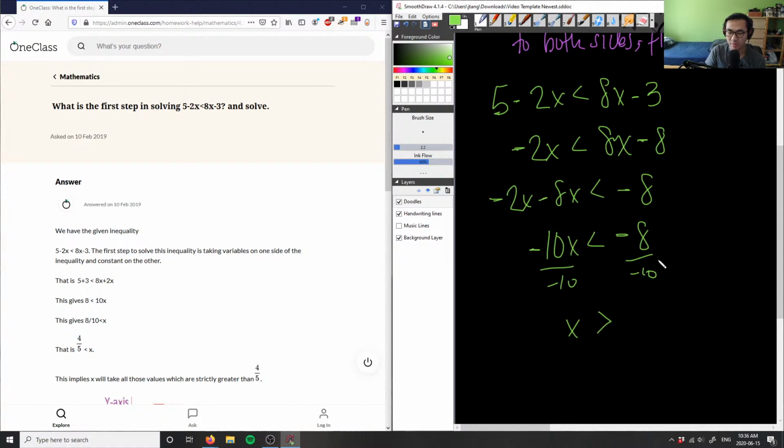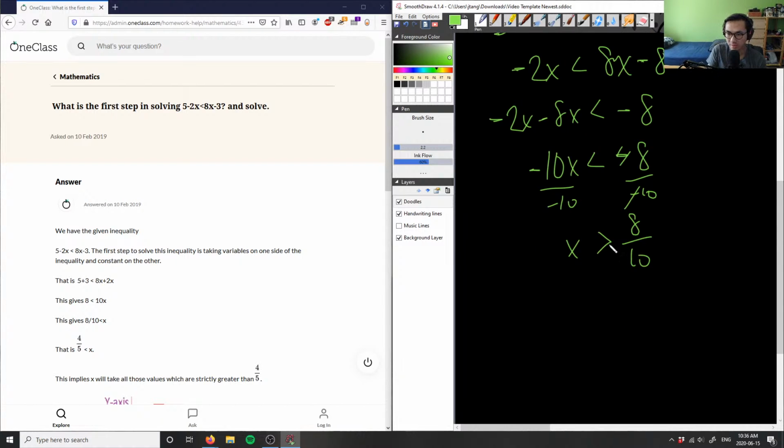So we have -8 divided by -10. These cancel out, so I have 8 over 10. And again, I can reduce this fraction. x is greater than 8 over 10. I can reduce this into 4 over 5, because I can divide by 2 and divide by 2. 8 divided by 2 is 4, and 10 divided by 2 is 5. So therefore, we have x is greater than 4 over 5, and this here is our solution.